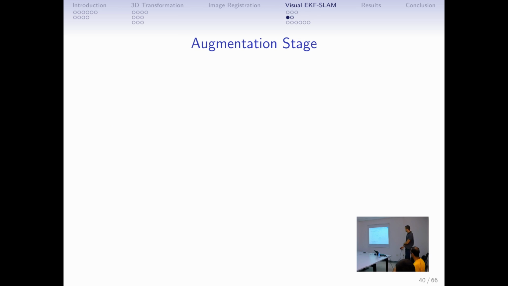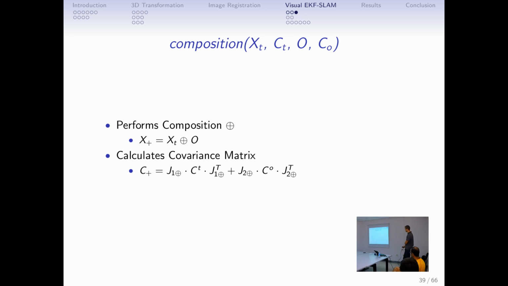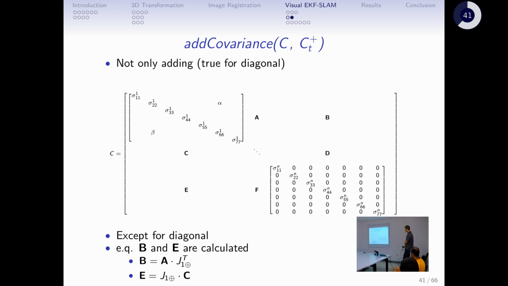And the augmentation stage. Also, I will explain only the covariance. Again, we are augmenting also the covariance, not just the state vector, because we want to have information about the uncertainty of each state. We are extending C by 7 rows and 7 columns and putting in the new covariance computed by the composition, as can be seen here at the bottom right. The other areas, so E, F, D, and B in this case, so the last column and the last row, except for the element on the diagonal, will be calculated separately.